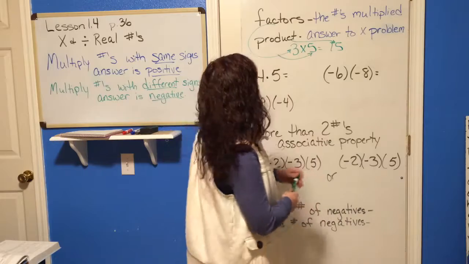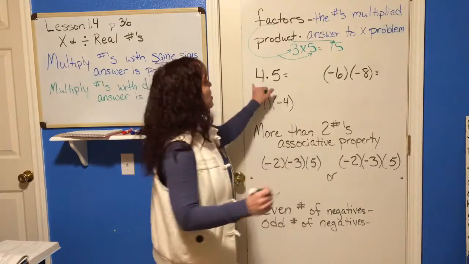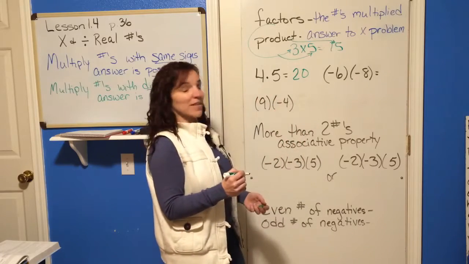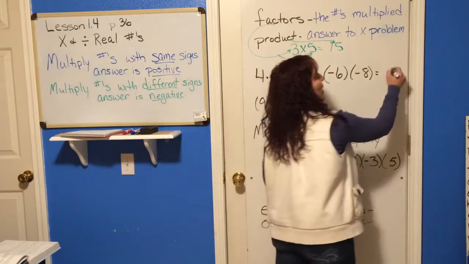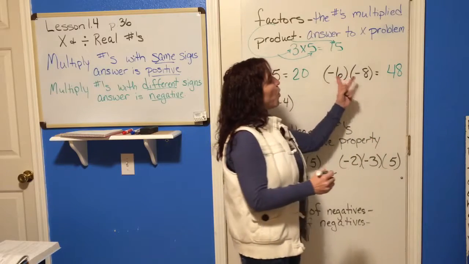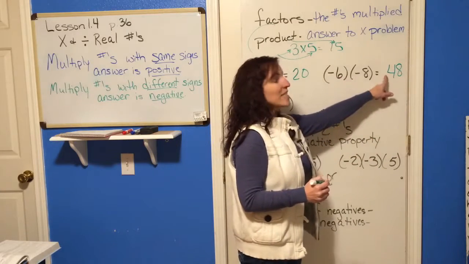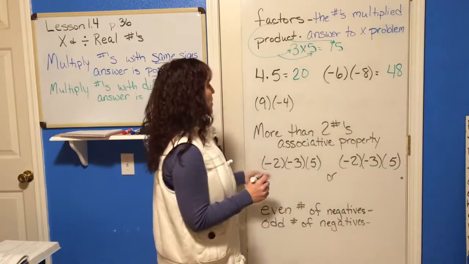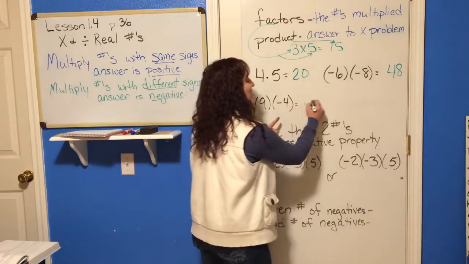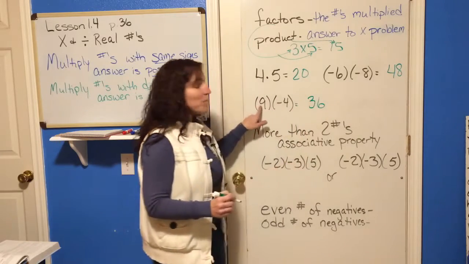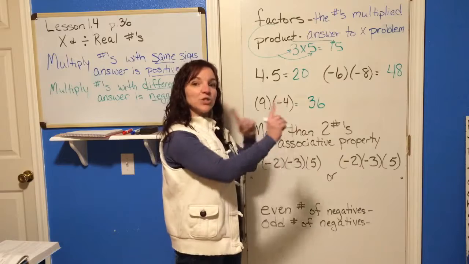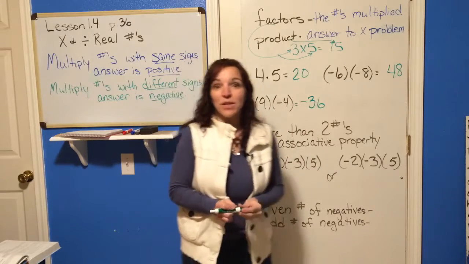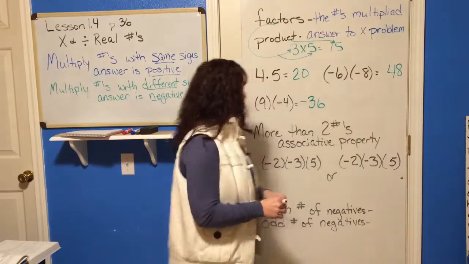Let's do a couple. 4 times 5, they're both positive, so 4 times 5 is just 20, and because they're both positive, your answer is positive. Negative 6 times negative 8 is 48. Because they're both negative, your answer is positive because your signs are the same. So you've got a positive 48. Negative 9 times 4 is negative 36. This one is one positive and one negative. If your signs are different, your answer is negative. That's all there is to it. You've just got to remember those 2 rules.